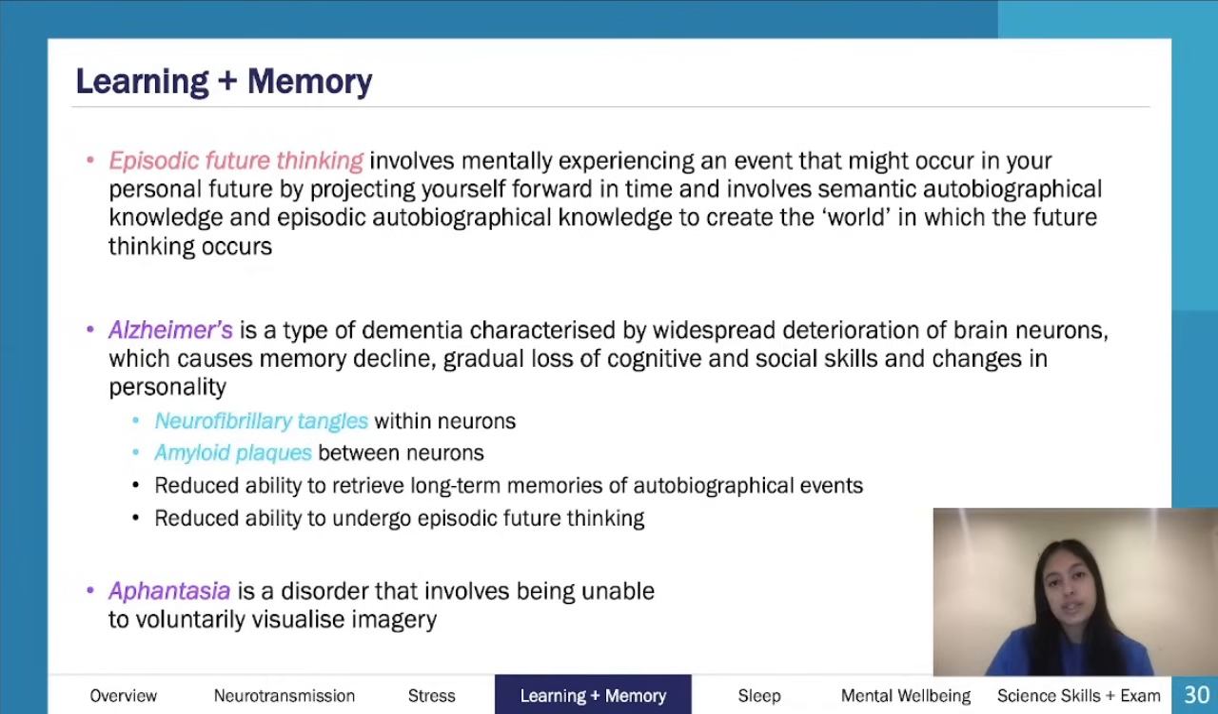Whereas aphantasia is a little bit different, so you need to think about the similarities and the differences of Alzheimer's and aphantasia. Aphantasia is basically a disorder where you don't visualize imagery, where you don't think of things as a mental picture. Often, if I ask you to think about your 11th birthday, you probably think about a picture of yourself, who else was around you.